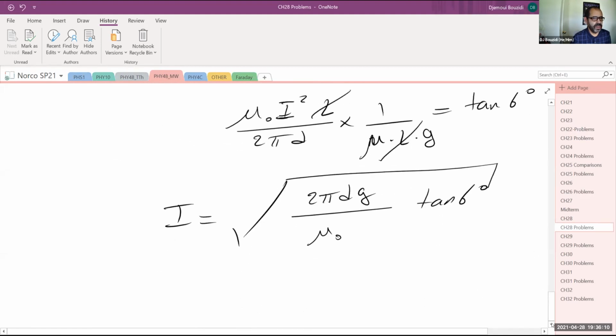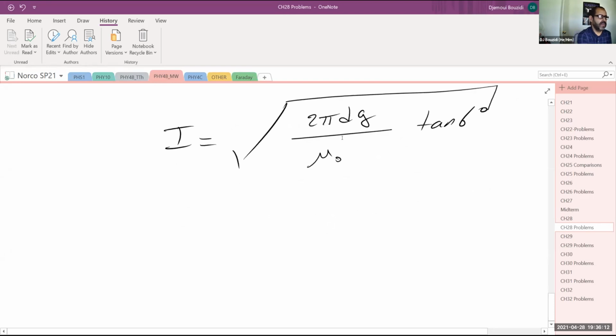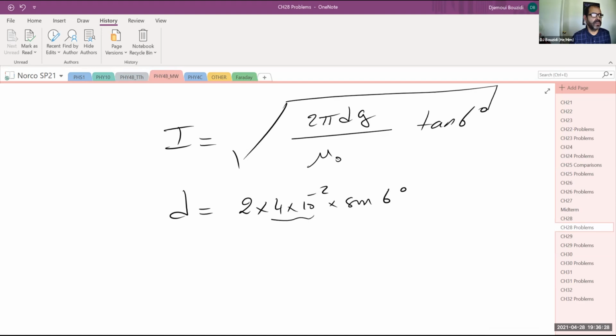So let's find d first, because we need that d in this expression, and then sub it in here to find I. So d is 2 times 4 times 10 to the negative 2, because we need it in meters in this expression, times sine of 6 degrees. Just to make sure I'm not doing anything crazy in here, you correct me if I'm wrong.